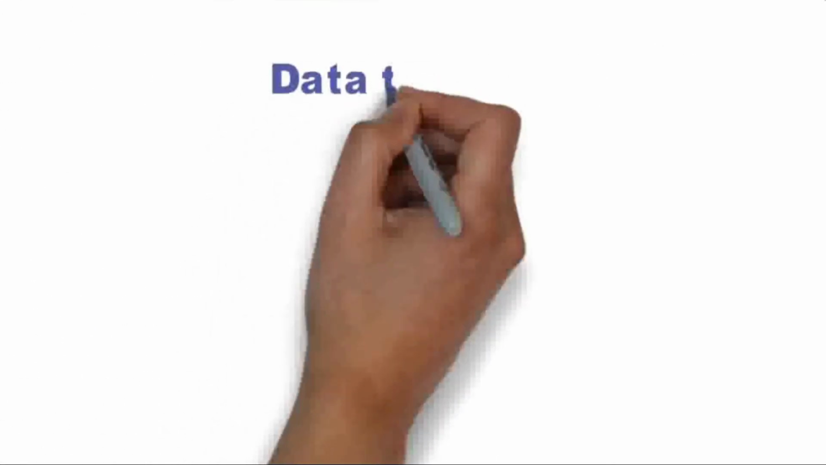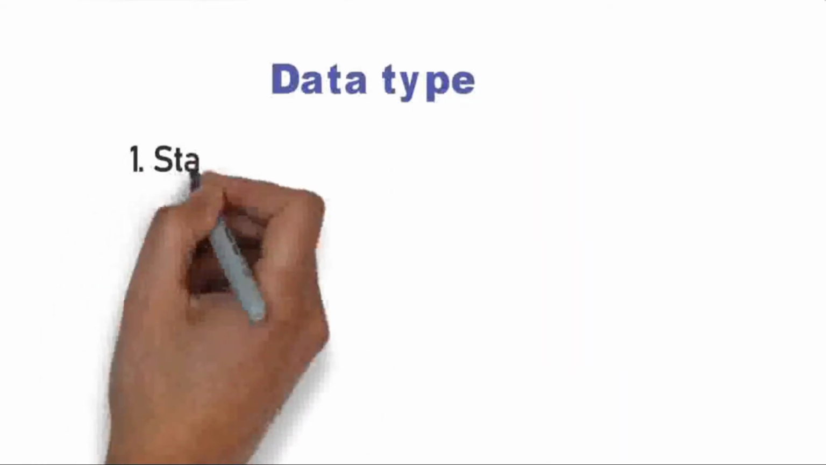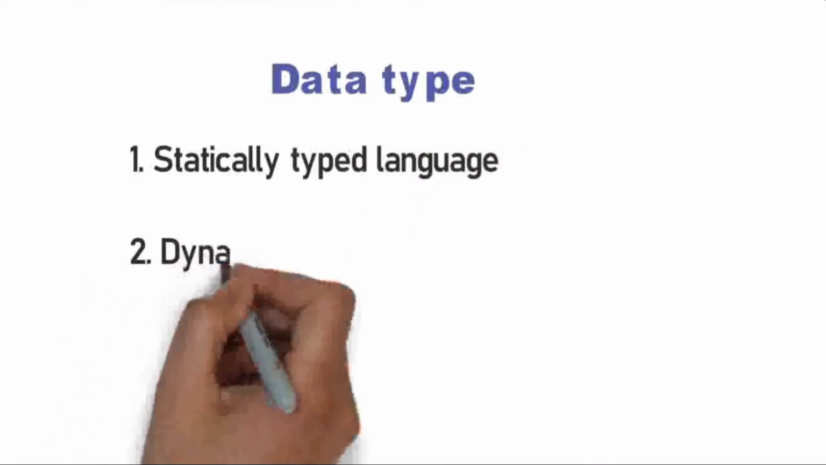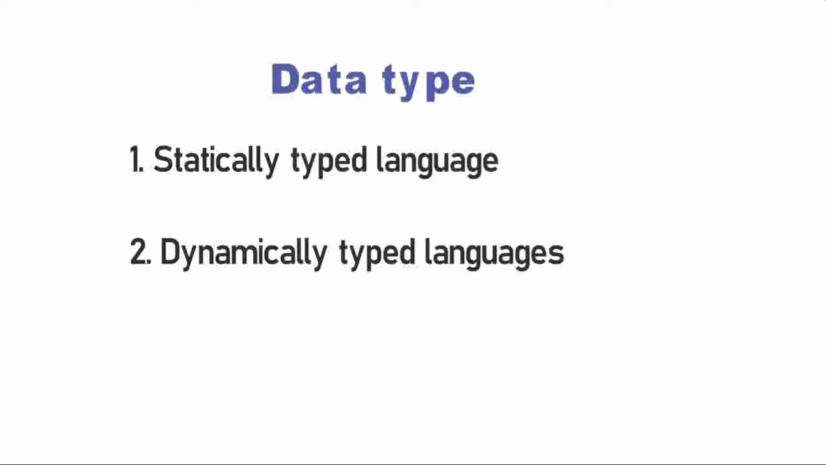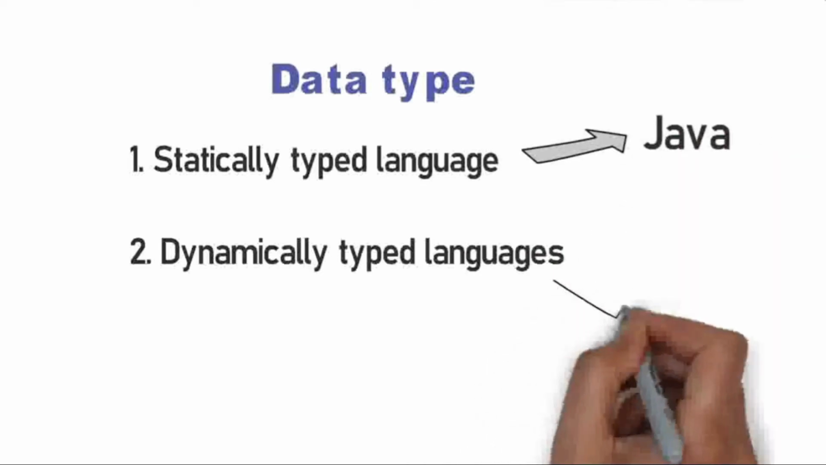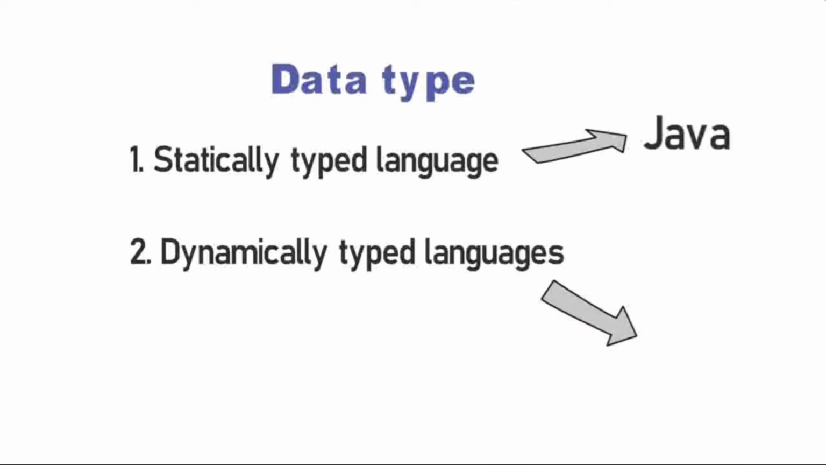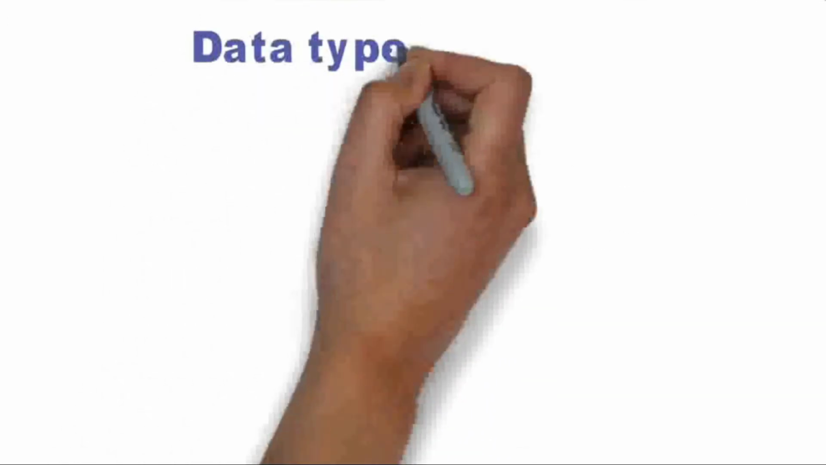Data types. Majorly, there are two types of language, statically typed and dynamically typed. If the variable type is already known to the compiler, it is known as statically typed. For example, Java. Dynamically typed language. This language can receive different data types over time. For example, Python. Data types in Java.